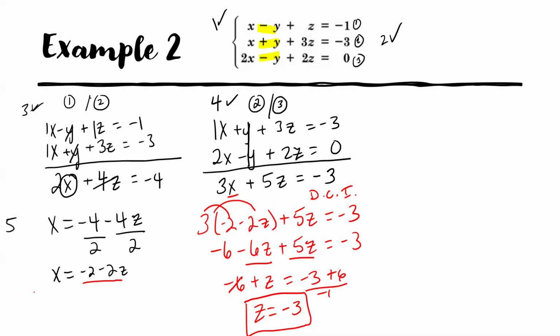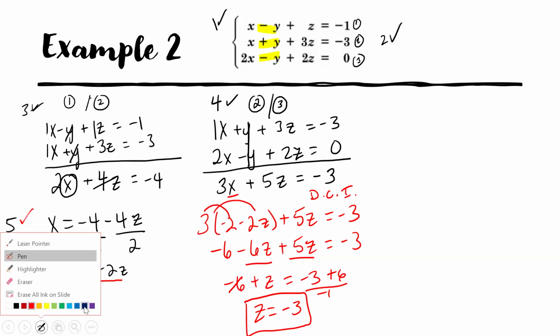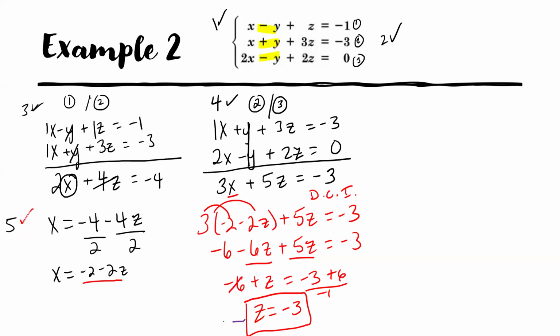Okay, now we're at step 6 where we just start plugging things in and working our way back, right? Because we have a value. So step 6, plug everything in. I can plug z in, correct? Because now we know the value of z. So we have x equals -2 minus 2 times -3.